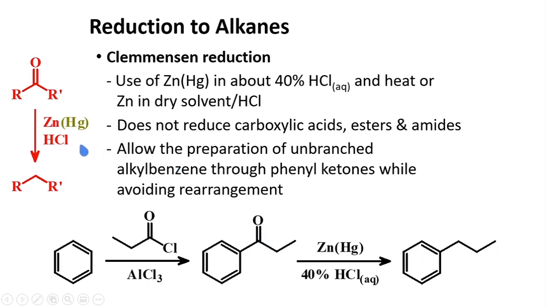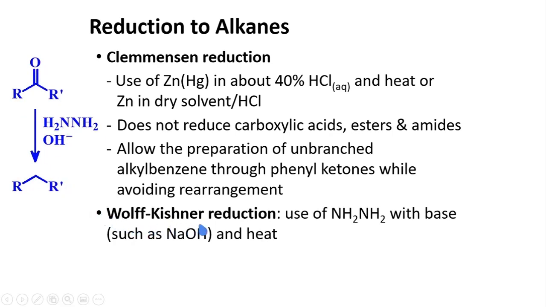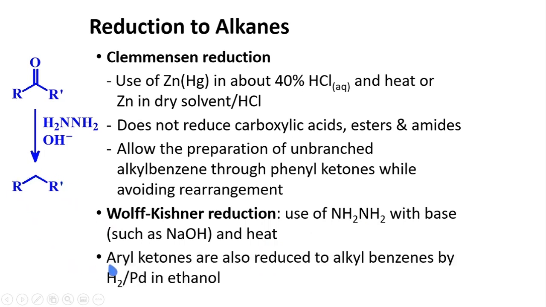Clemmensen reduction uses a strong acid, and this condition may be inappropriate if you have acid-sensitive functionalities. An alternative to Clemmensen reduction is to use Wolff-Kishner reduction. This condition is basic. You will use hydrazine with a base and heat, and the result will be the same. Another method that is applicable to aryl ketones is the use of palladium catalyzed hydrogenation in ethanol. You can also convert your phenyl ketones to alkyl benzenes.